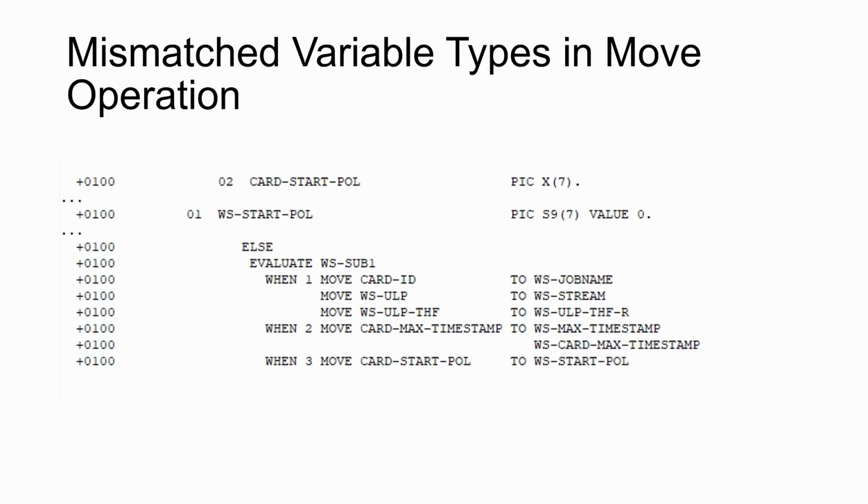In this case, you can see there's PIC X, which is an alphanumeric field there for card start poll. The next variable definition down is a signed numeric variable. At some point further down, when it copies with that MOVE operation, that code there would be copying an alphanumeric variable into a signed numeric variable.